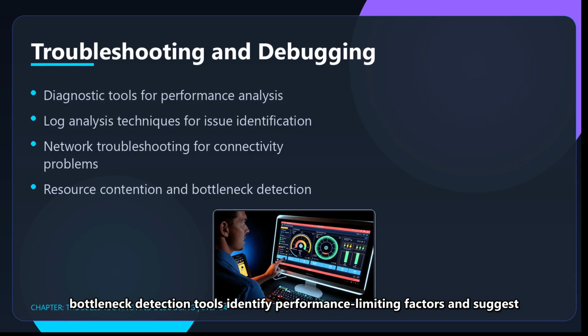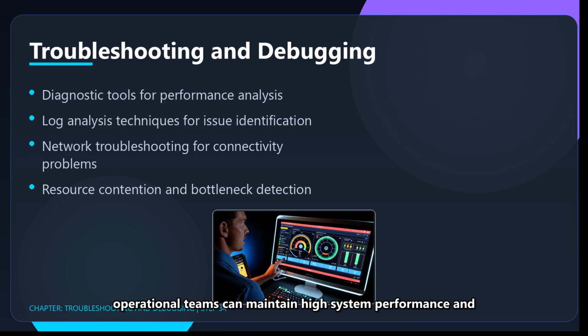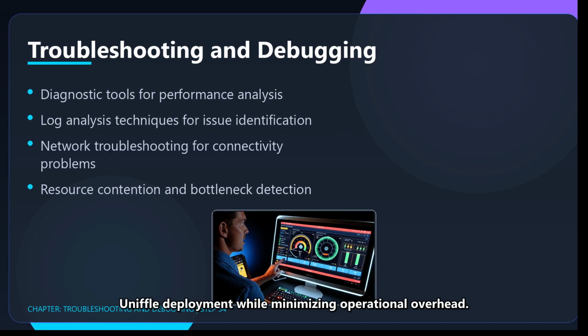Resource contention and bottleneck detection tools identify performance-limiting factors and suggest optimization strategies. Mastering these troubleshooting techniques ensures that operational teams can maintain high system performance and respond effectively to issues, maximizing the benefits of Uniffle deployment while minimizing operational overhead.